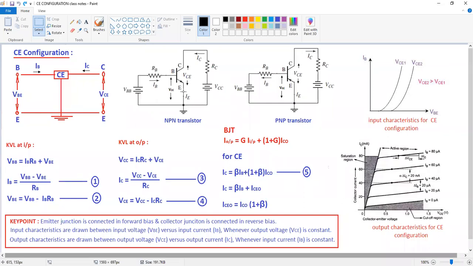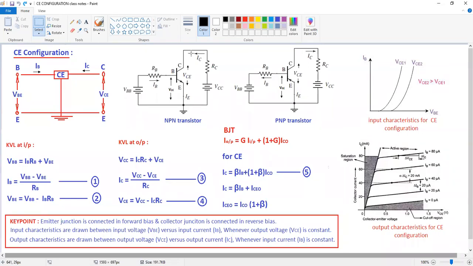Okay. Now representation of your current. Here emitter current is away from the transistor. If you observe here, emitter current is away from the transistor. That means IB and IC must be entering into the nodes here. IB is entering into the transistor. IC also entering into the transistor. We can explain in this manner.